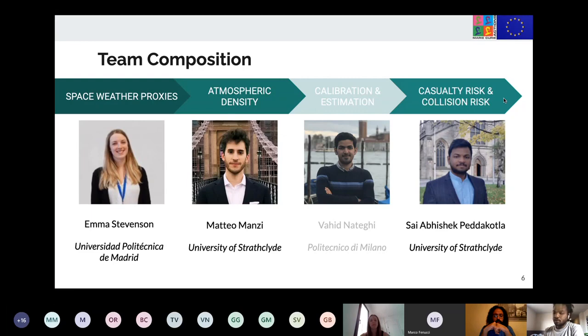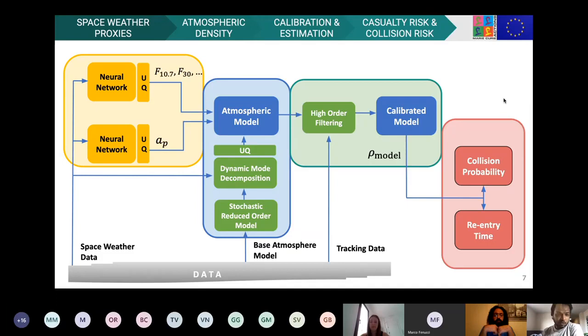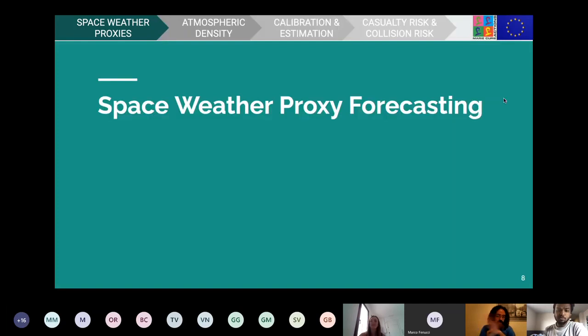Now, this is the pipeline that we are proposing. First we go from forecasting the space weather proxy indices using novel deep learning techniques. And then we have the atmospheric density models, which involve uncertainty quantification. And then we calibrate the models and then proceed on to the applications of collision probability and then reentry time. So now I give the time to Emma to talk more about space weather proxy forecasting.